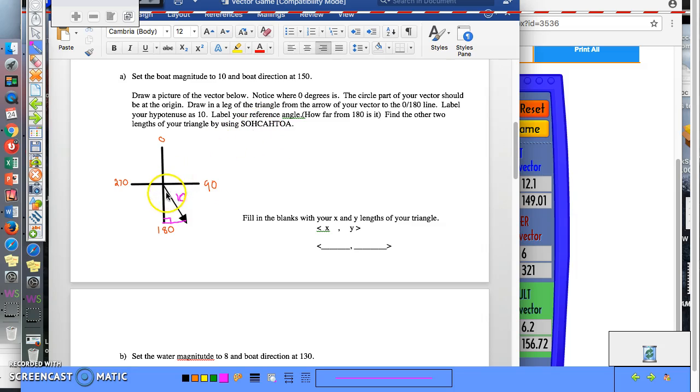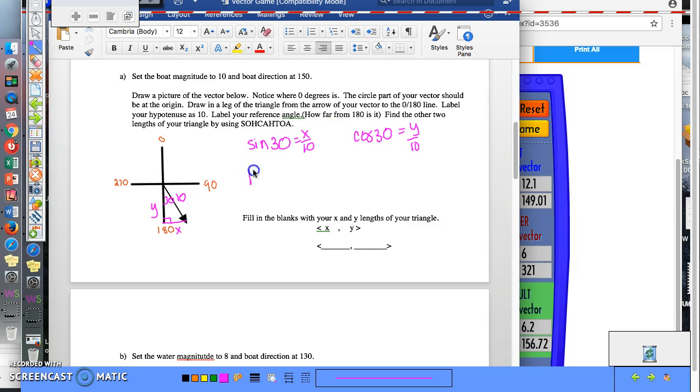Label your reference angle, so this would be 30. And then it says find the other two lengths of your triangle. So if we labeled this x and y, we could set this up to find these. Opposite over hypotenuse, so the sine of 30 equals x over 10. And what would this one be? Adjacent. Cosine of 30 equals y over 10.